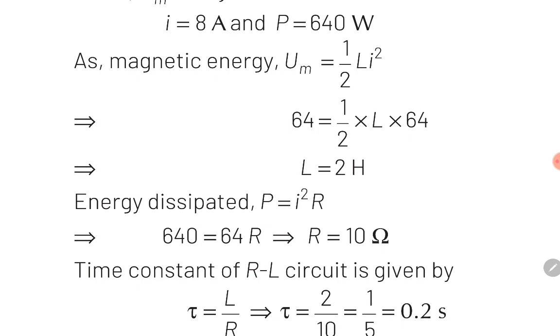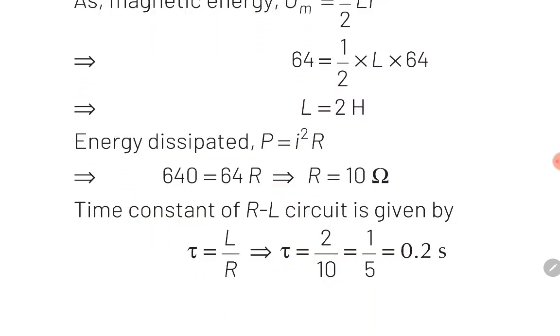Now guys, once we have found the value of inductance L and resistance R, we'll use the formula of time constant for an LR circuit. Guys, this formula is tau is equal to L by R. Guys, on substituting the value of L as 2 Henry and resistance R as 10 ohms, we'll obtain the value of tau as 0.2 seconds. So guys, this is our final answer. Now let's move ahead to the next slide.